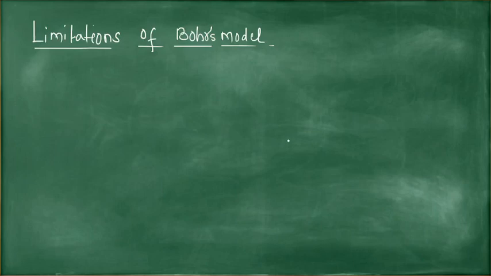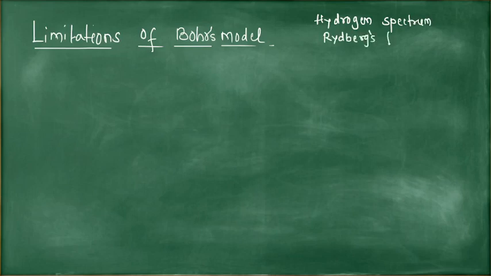Hello students, let us continue with the chapter Structure of Atoms and Nuclei. In the previous video, in part number 5, we have studied hydrogen spectrum. Hydrogen spectrum is a line spectrum, and Rydberg's formula also we have derived. This formula is useful for determination of lambda of spectral line in the hydrogen spectrum.